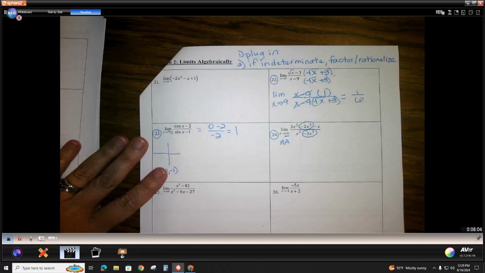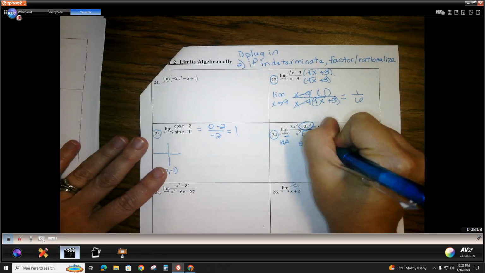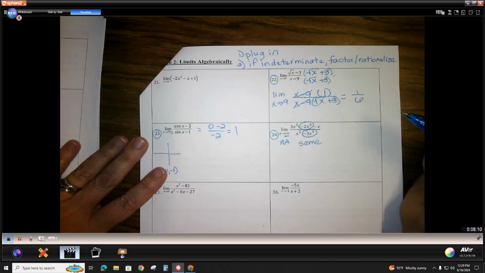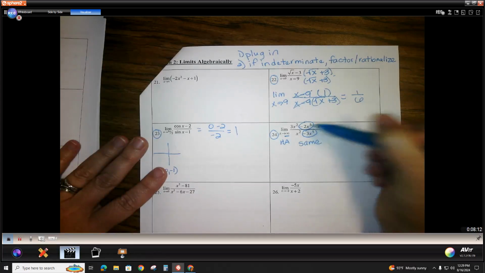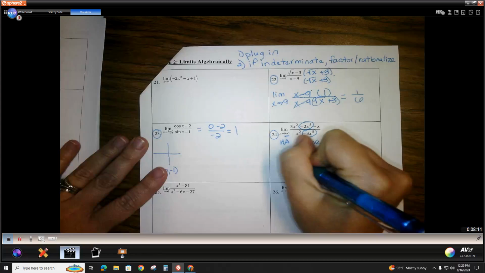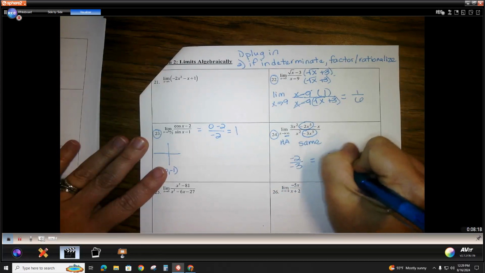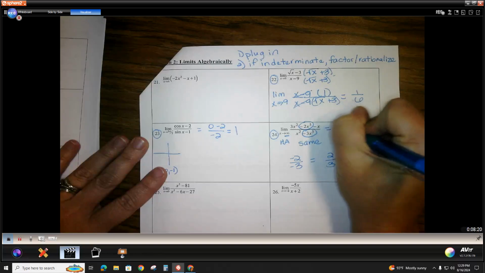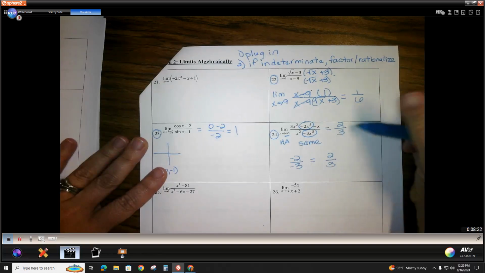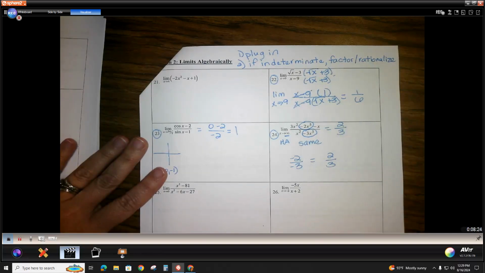And they're the same. So when they're the same, we divide the leading coefficients, which means we divide the numbers in front. So this means -2 divided by -3 is 2/3. So my limit there, as we go to positive infinity, the graph is going to approach the horizontal asymptote that is at 2/3.